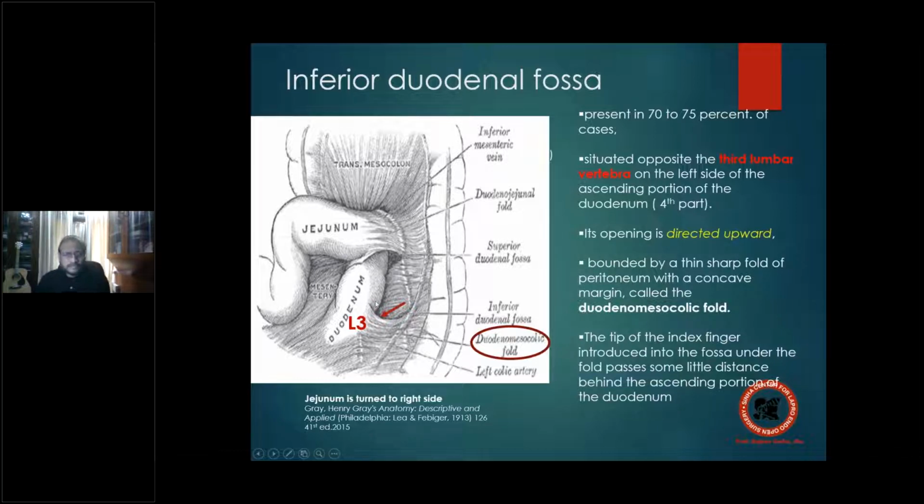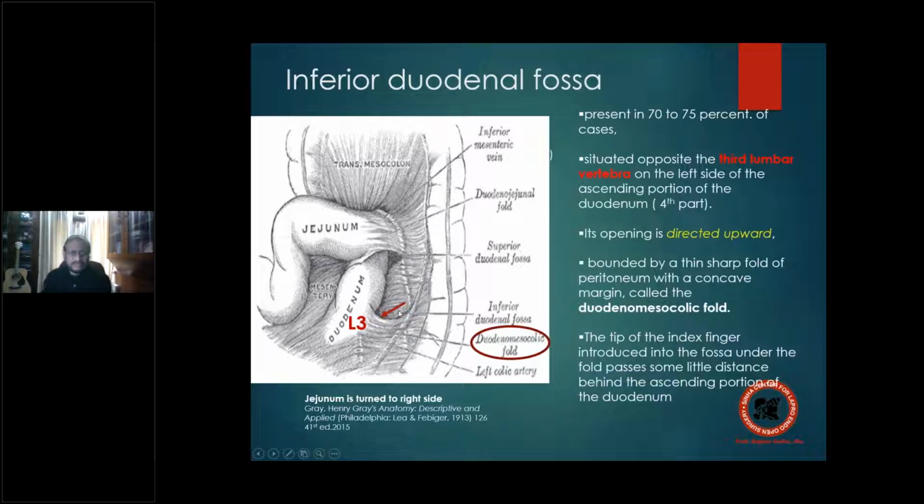junction. This opening is always directed upwards. See, it is directed upwards, and the fossa is directed downwards. So you have the fossa going in, and you have the opening directed upward. Now it's bounded by a thin sharp fold of peritoneum. See this sharp fold of peritoneum? This is a concave margin. If it had been like this, it would be a convex margin. This is a concave margin called the duodeno-mesenteric fold. So this is the duodeno-mesenteric fold that we are looking at.